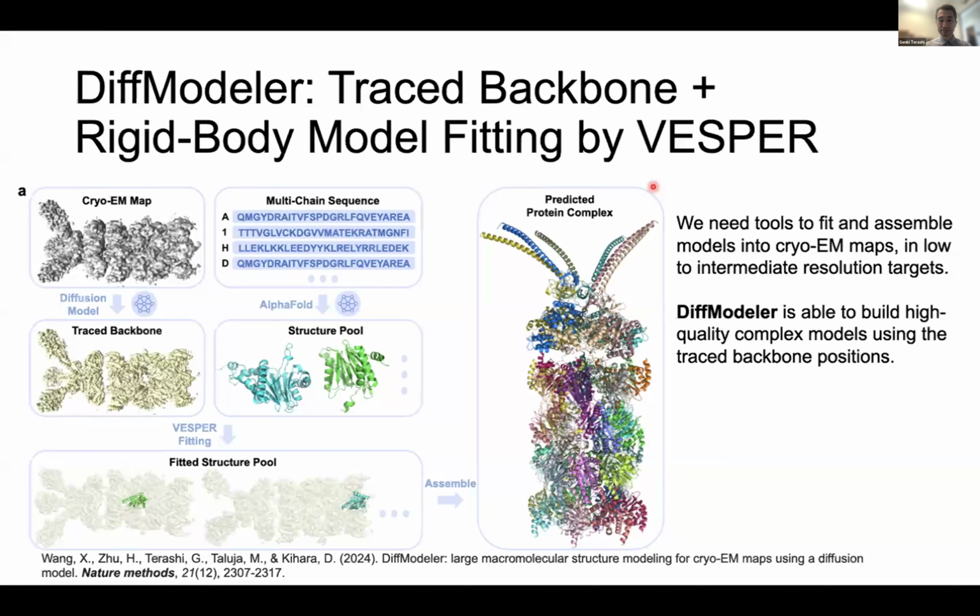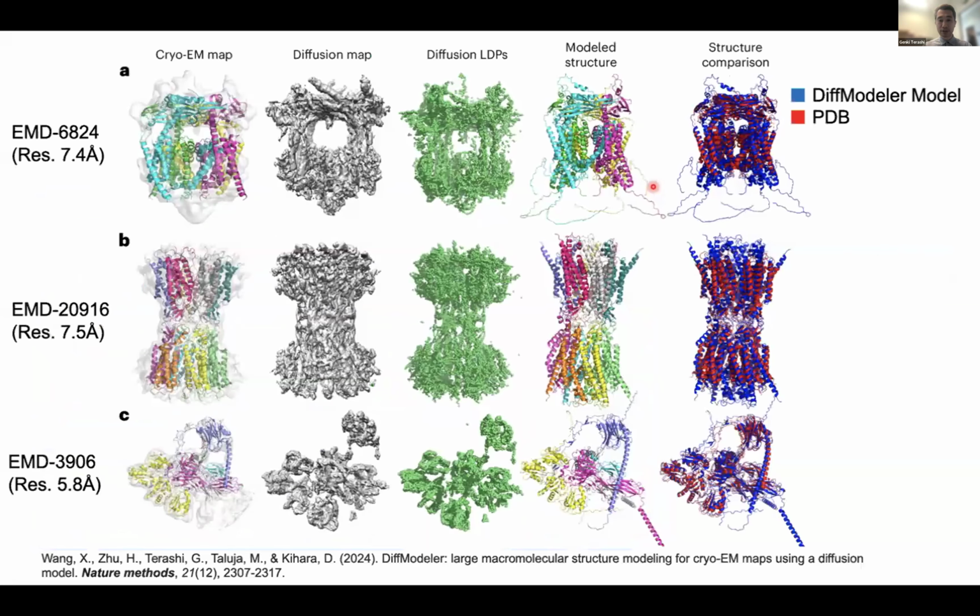This is DiffModeler. Oh yeah, okay, the professor already showed these results. By using the diffusion models, the backbone position is clearly enhanced. Then we can build complicated large macromolecule structures.